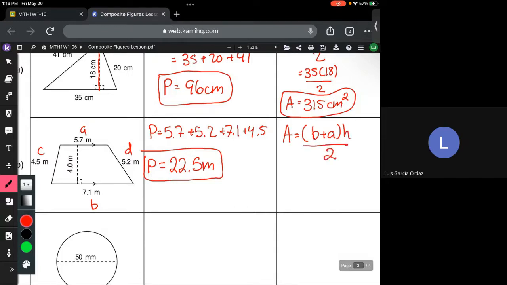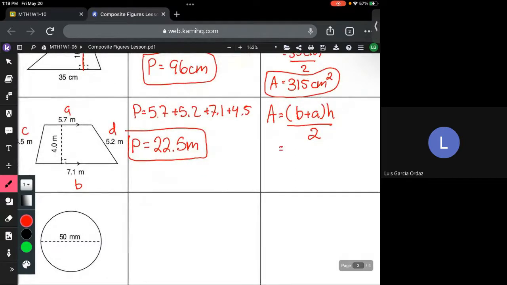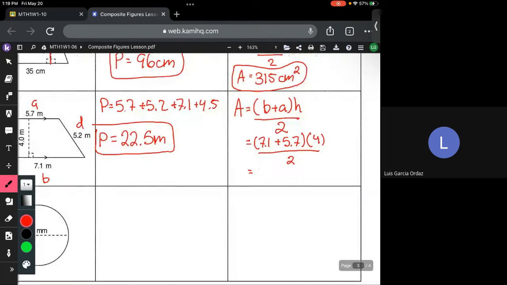So the area of a trapezoid is side B plus side A, so the two top sides added together, multiplied by its height, and then divided by 2. So side B is 7.1 plus side A, which is 5.7, times my height, which is what? What's my height? 4. Divided by 2. So, we have to do the bracket. What's 7.1 plus 5.7? 12.8 times 4. Yep. Divided by 2.